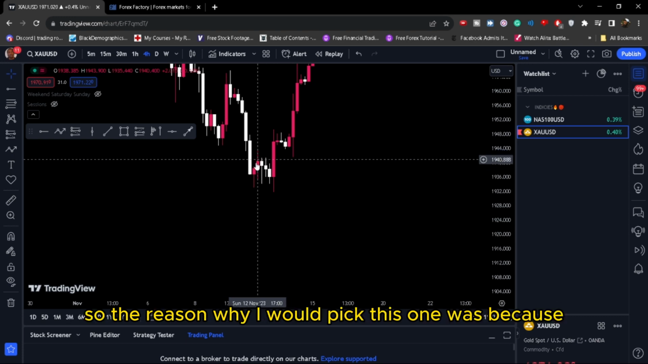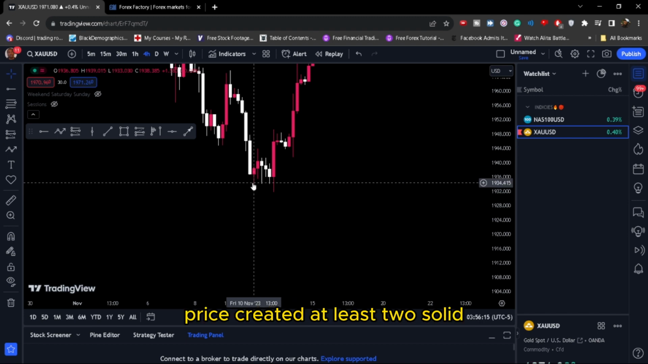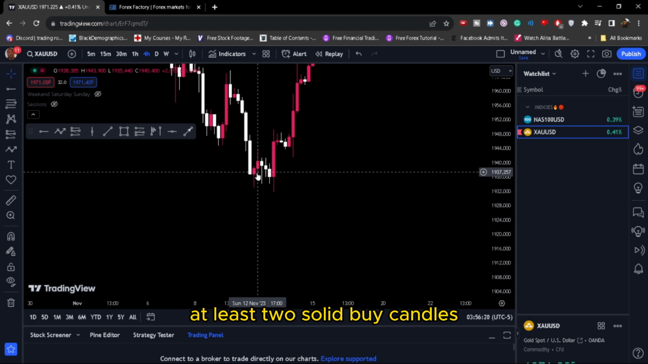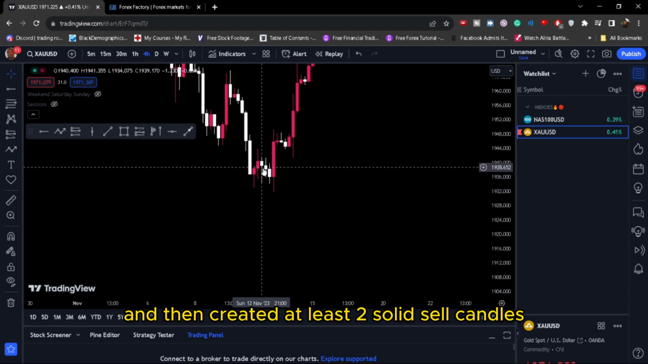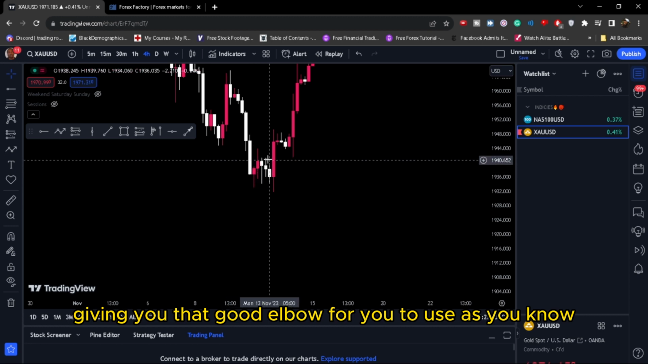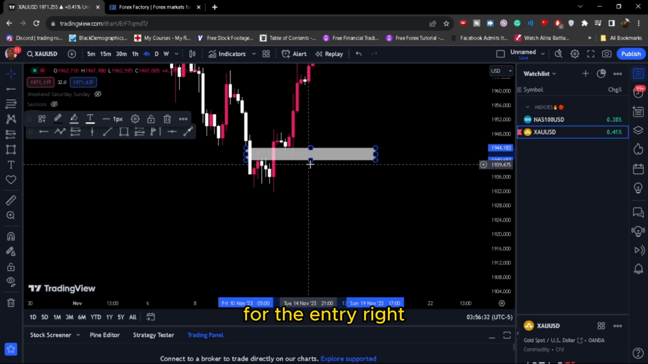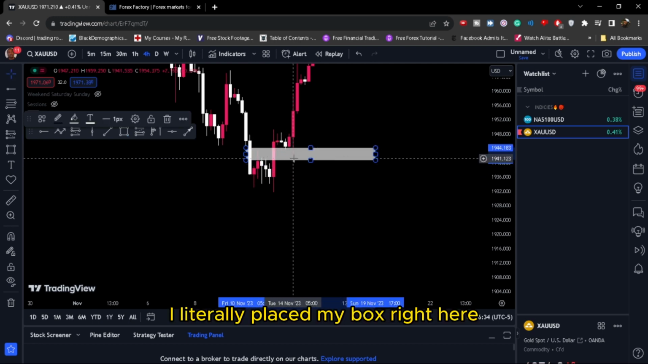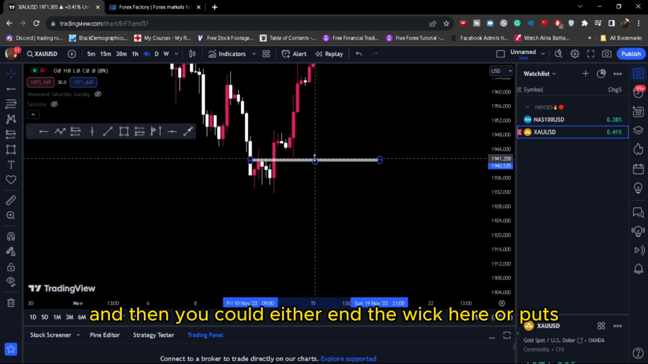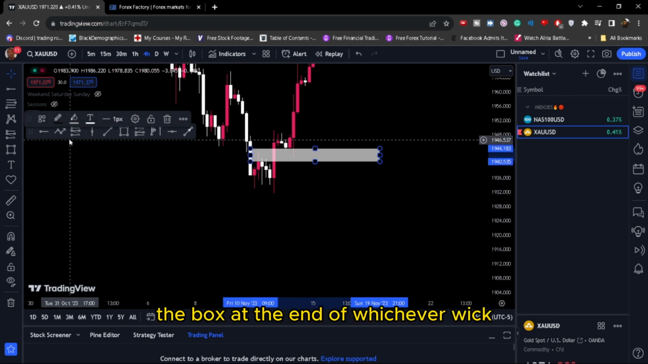So the reason why I would pick this one was because while it was selling, price created at least two solid buy candles, and then created at least two solid sell candles, giving you that good elbow for you to use as your demand zone for the entry. Right. So when price now broke this, I literally placed my box right here, and then you could either end the wick here or put the box at the end of whichever wick.